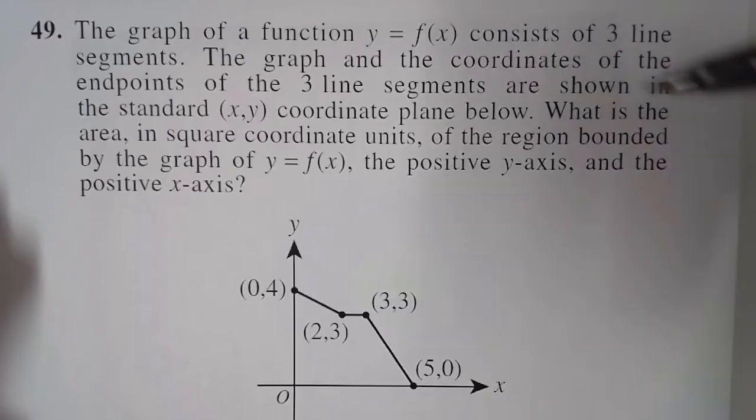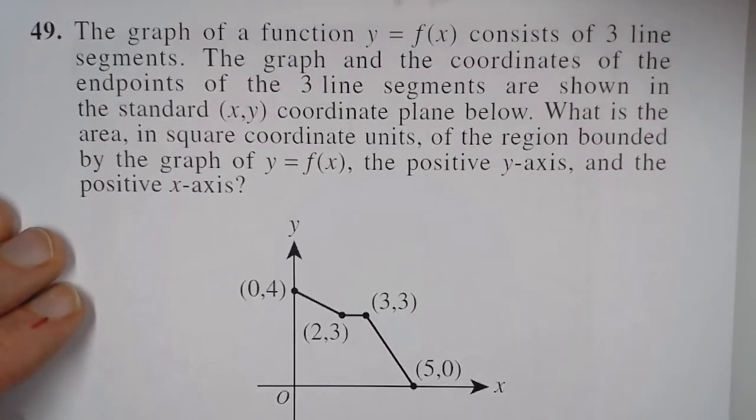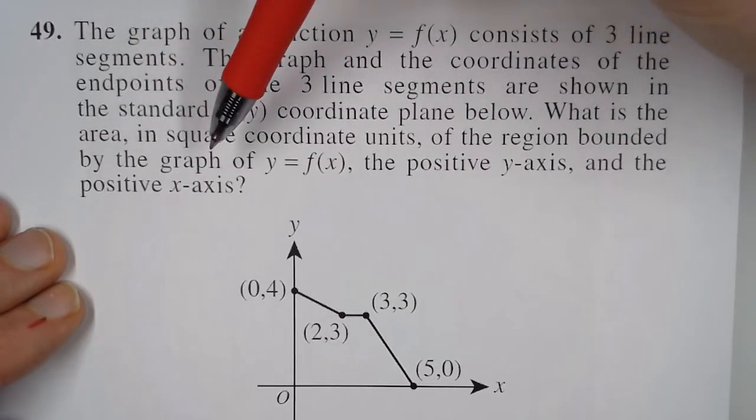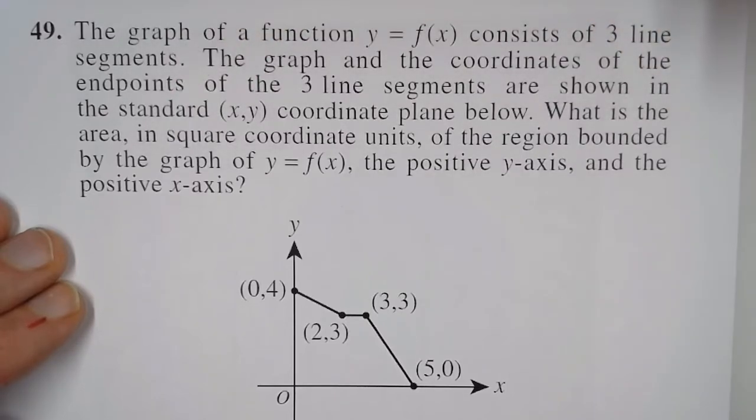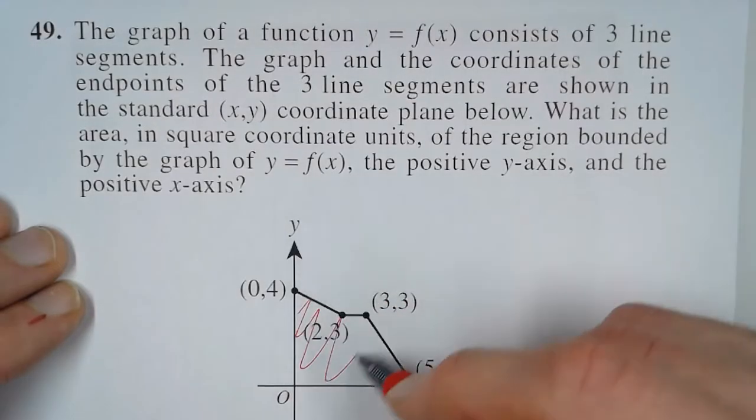In this problem, they give us the graph of a function y equals f of x consisting of 3 line segments. The graph and the coordinates of the endpoints of the 3 line segments are shown in the standard xy coordinate plane below. What is the area in square coordinate units of the region bounded by the graph of y equals f of x, the positive x-axis, and the positive y-axis? So what we want is this region right here.